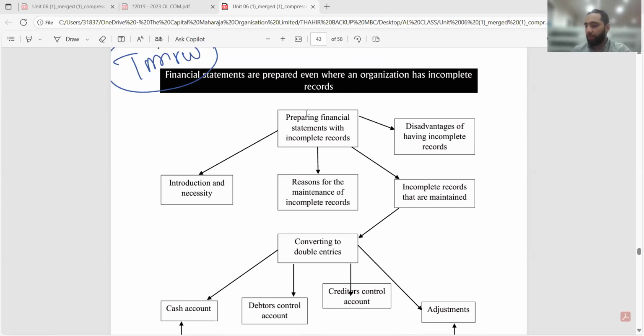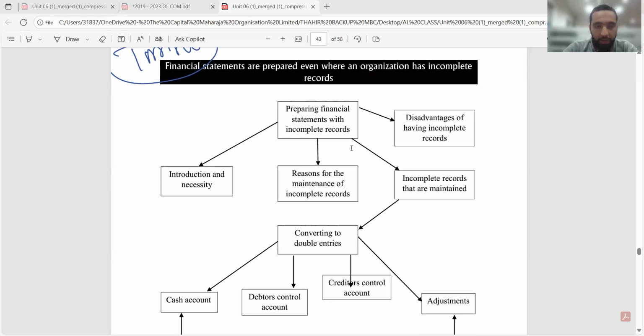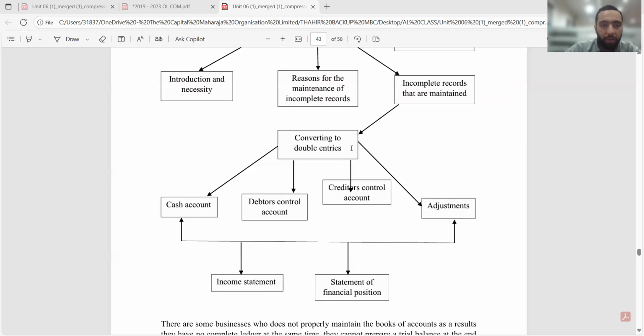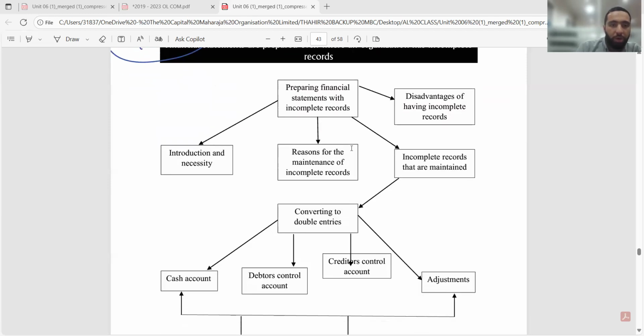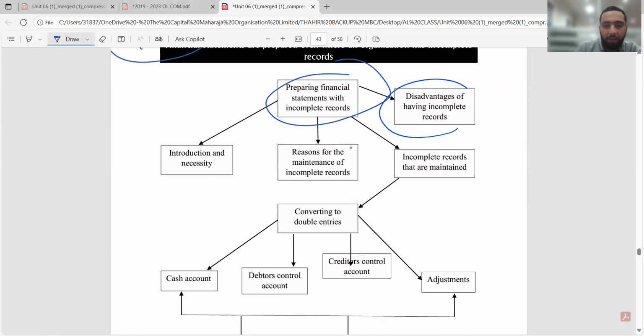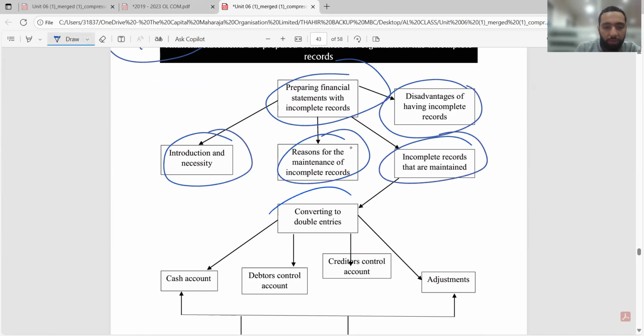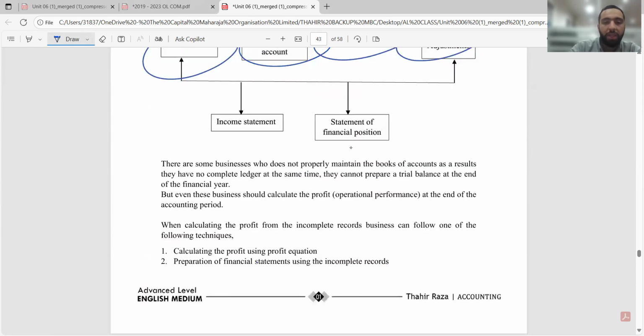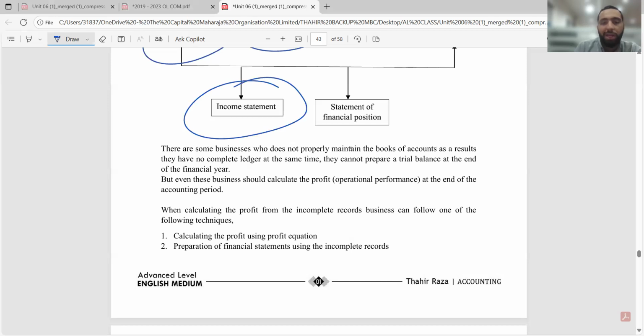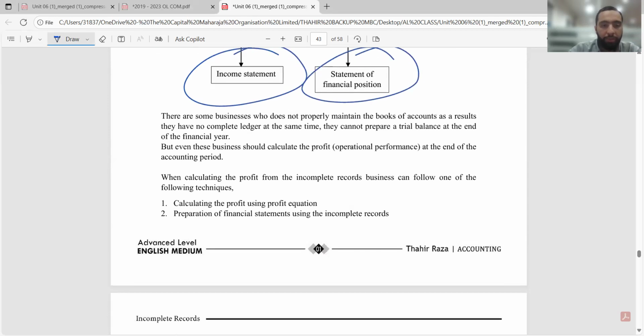Financial statements prepared even where an organization has incomplete records. This is what we are going to talk about: the preparation of financial statements, disadvantages, the introduction, reasons for incomplete records, converting to double entries, cash account, debtors control, creditors control, and adjustments. If you do this, the incomplete records become complete records. So, not wasting time.